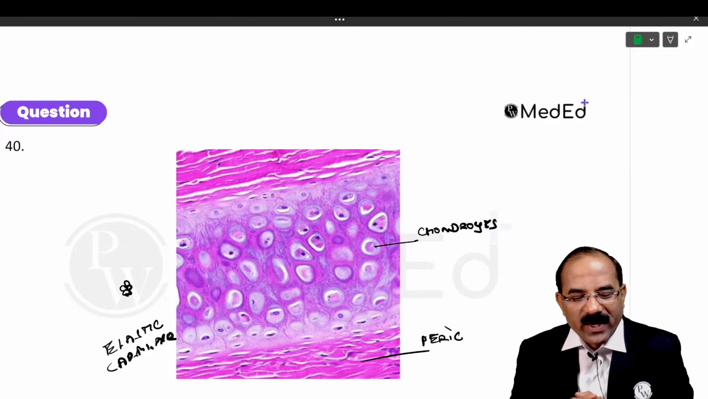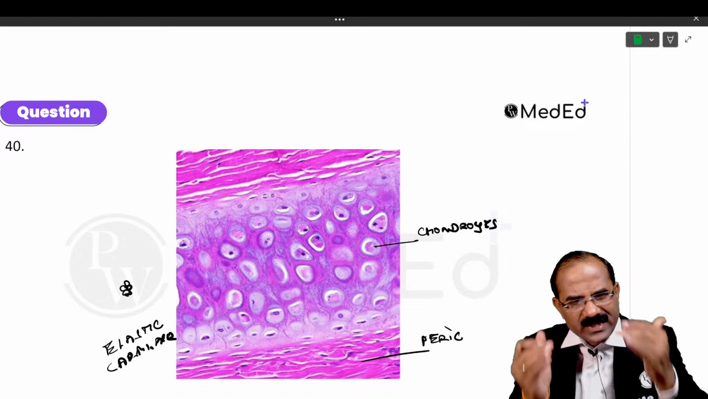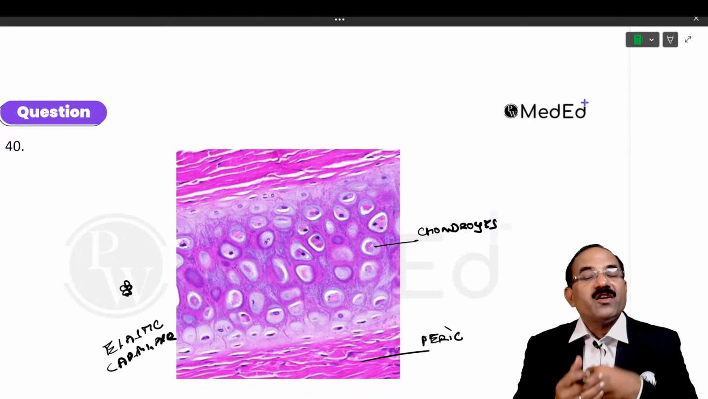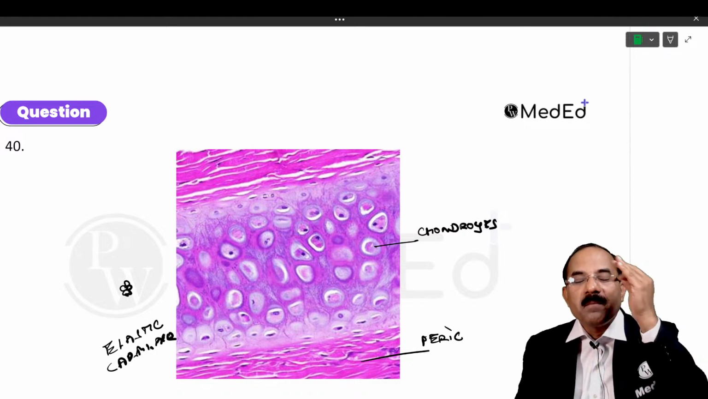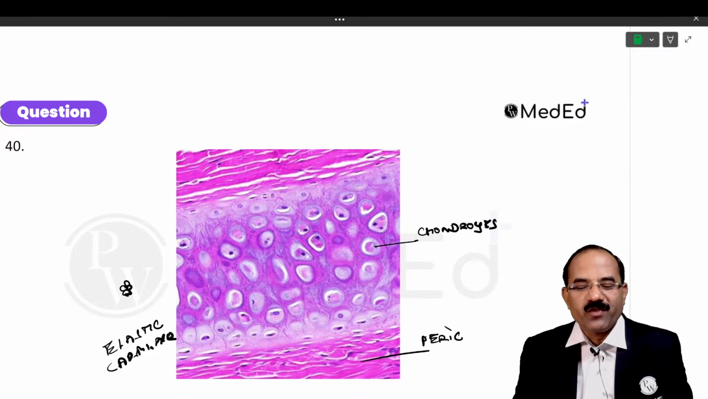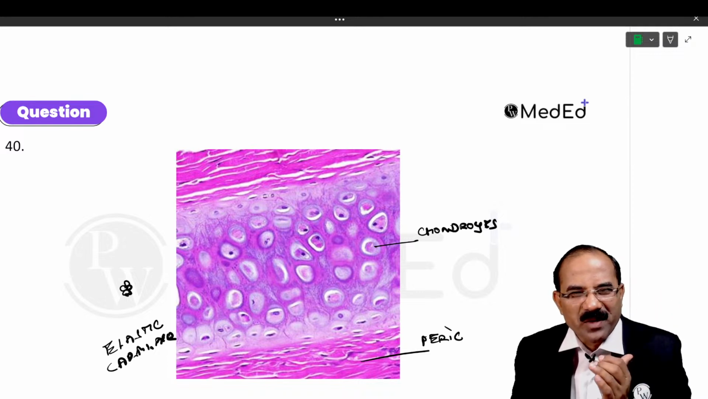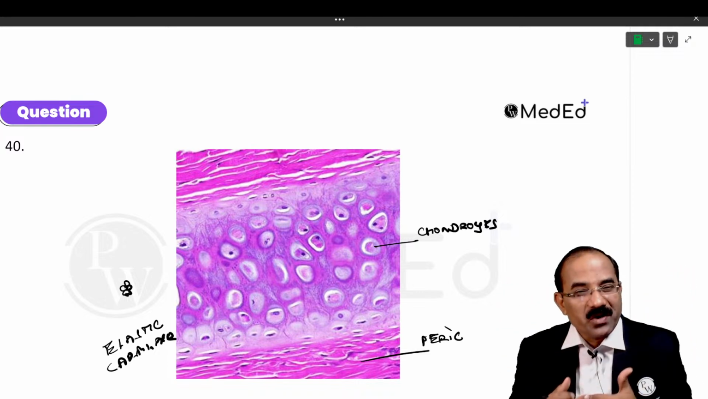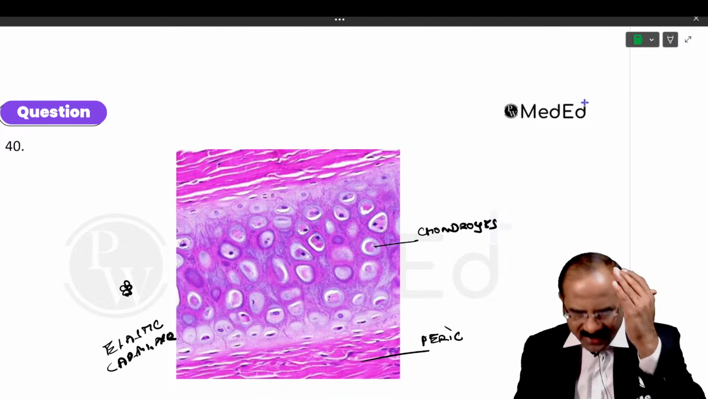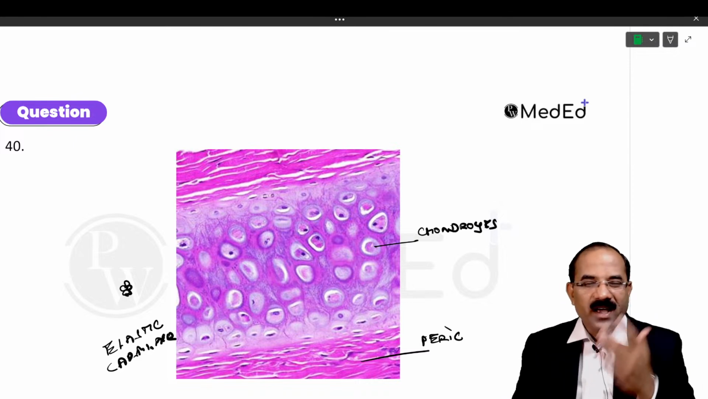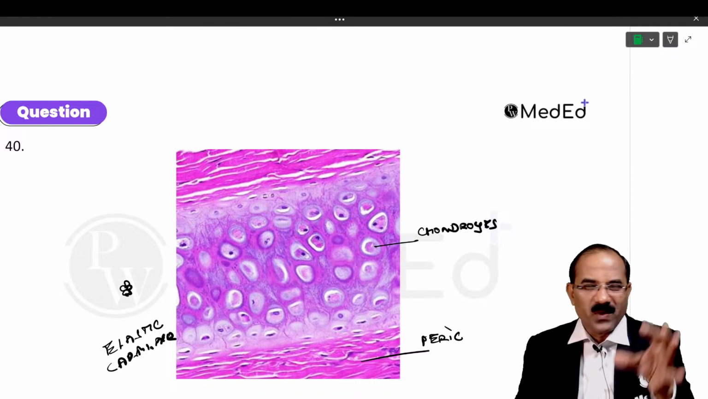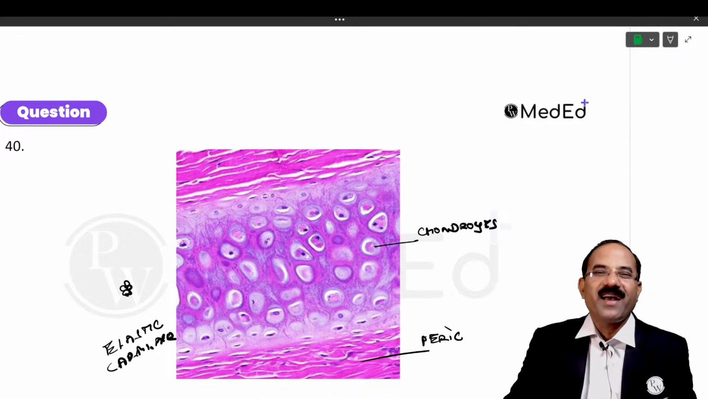And where do we get white fibrocartilage? Where there is a lot of stress and strain, for example intervertebral disc, articular disc, menisci. White fibrocartilage is found here. So perichondrium absent, smallest size of chondrocytes, white fibro. Large chondrocytes, perichondrium present with elastic fibers, yes, that's elastic cartilage. And in hyaline cartilage perichondrium is present. The chondrocytes are found in groups in hyaline cartilage.